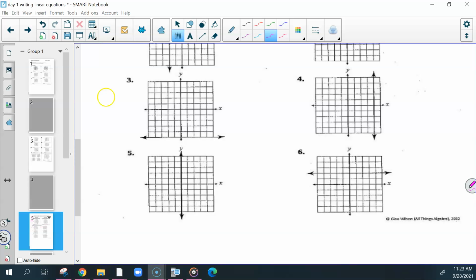So number 3 should be a y equals at -5. 4 should be an x equals at +4. 5 should be an x equals, and it's at 0, the line is on the y-axis. And then 6 should be a y equals at positive 2. Questions on those four?